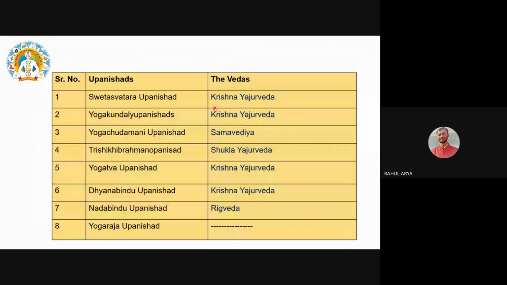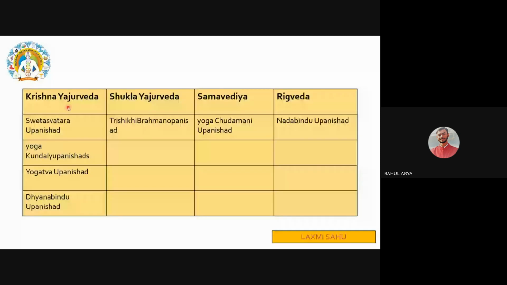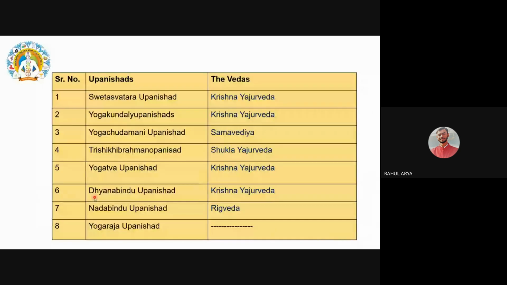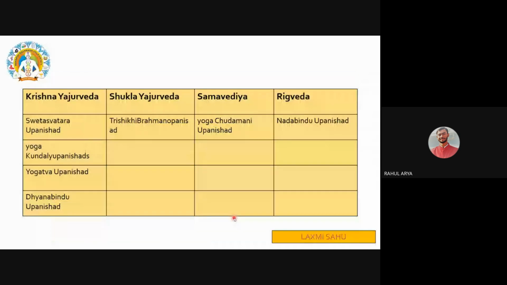So this is the summary. You will understand. Here I comprise all the Upanishads according to Veda only. So Krishna Yajurveda in our syllabus has a total of 8 Upanishads. Number 8, Yoga Raja Upanishad, is not related with any Veda. That's why only 7 Upanishads. So Krishna Yajurveda is related with 4 Upanishads.